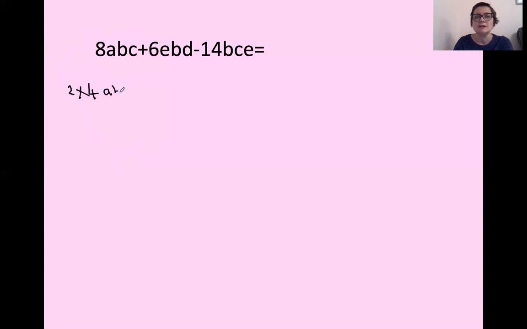The abc means a times b times c, because there are no powers of 2, so leave it as it is. Plus, I express 6 as 2 times 3 ebd, minus I express the 14 as 2 times 7 bce. And then I look for common factors. I have a 2 here, a 2 there, so all of them are common. Do I have a 4? No, I don't. Look at the next factor.